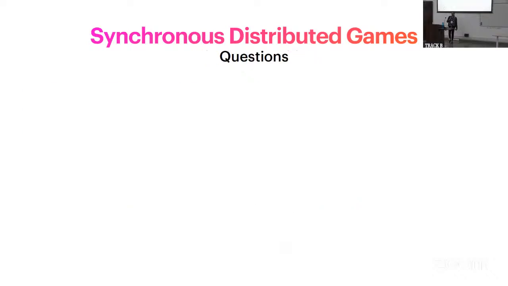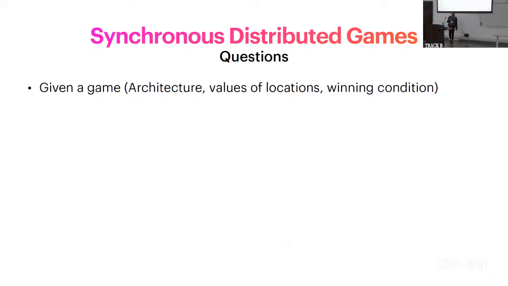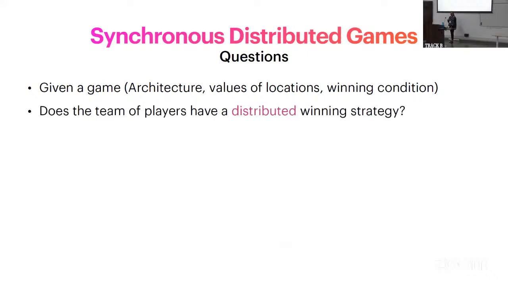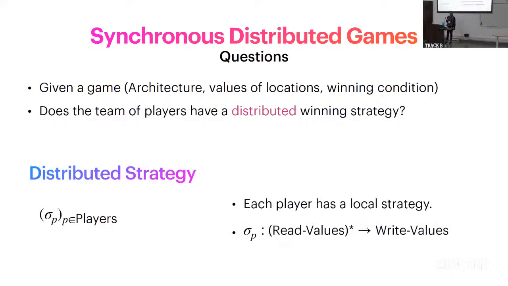Okay. And what are the questions that we ask? Of course, given a game like that, we want to know whether the team of players has a distributed winning strategy. And what is a distributed winning strategy? Each player will have a local strategy, which can only observe the values that it can read. From any sequence of read values that it has seen so far, from that history, it has to determine what is the value that it is going to write on any of the write locations.